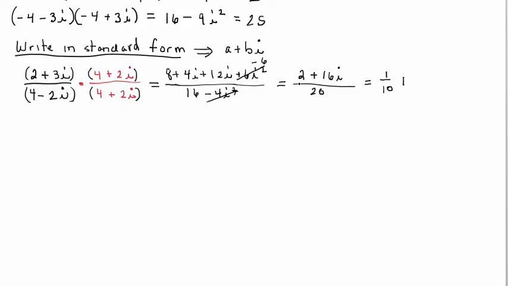All right, so that's one good example. Let's look at another one. What if given this problem, 2 over 4 minus 5i, and the same objective: write in standard form. Standard form again is a plus bi. What that tells you without telling you what to do is to multiply by the complex conjugate of the denominator.